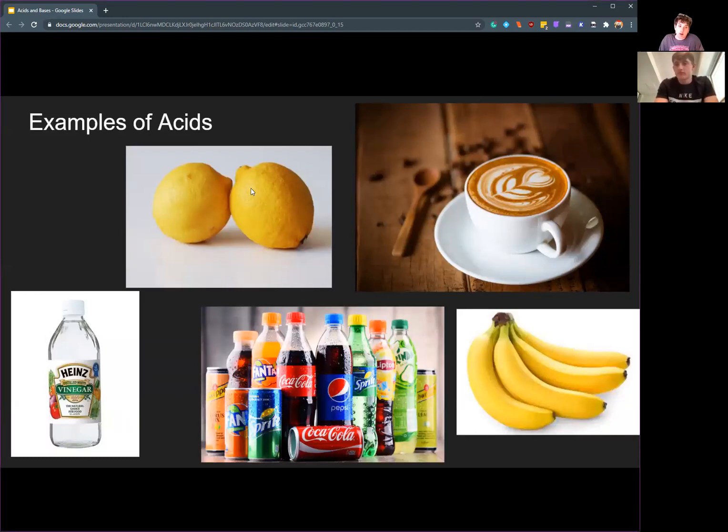Now let's look at some examples of acids. Citrus fruits like lemons and oranges have citric acid, which makes them acidic. They're actually pretty acidic. I believe they have a pH of around 2, 3, or 4 in that range.